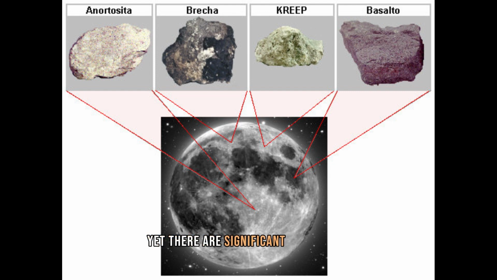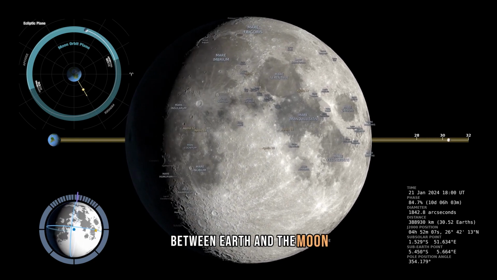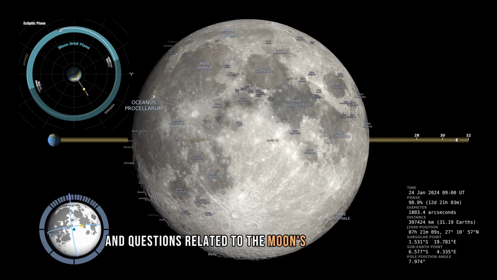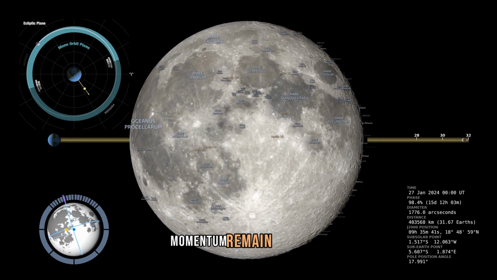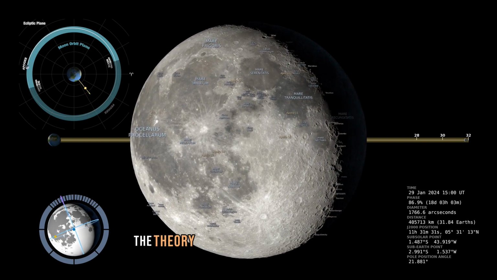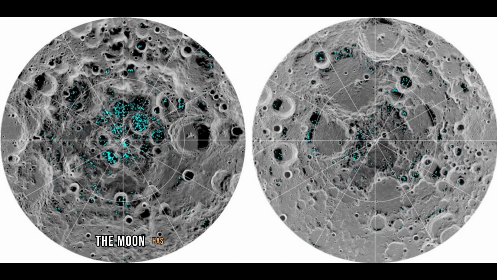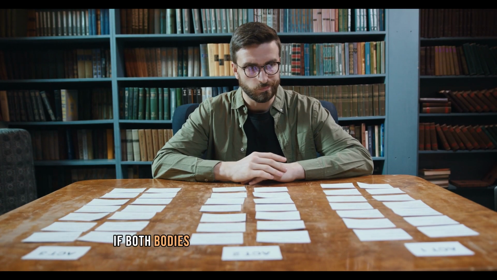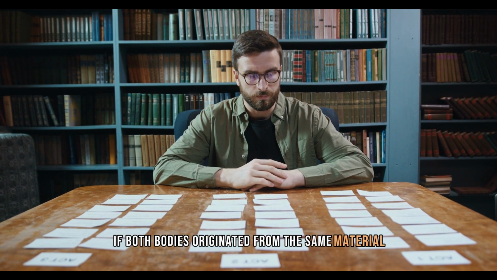Yet there are significant challenges: differences in isotopic signatures between Earth and the moon, and questions related to the moon's unique angular momentum remain key issues. The theory also struggles to explain why the moon has a lower metal content compared to Earth, which would be expected to be more similar if both bodies originated from the same material.